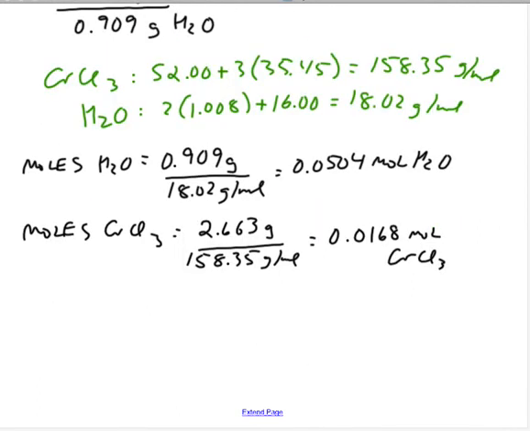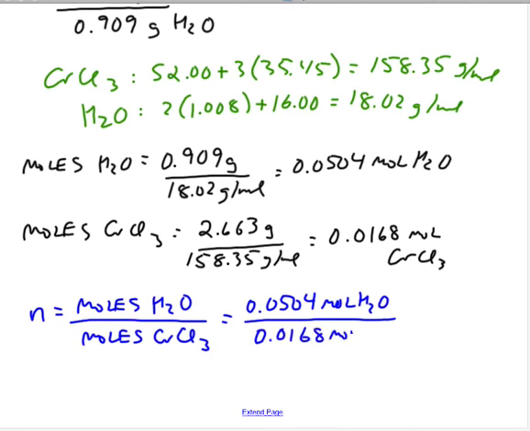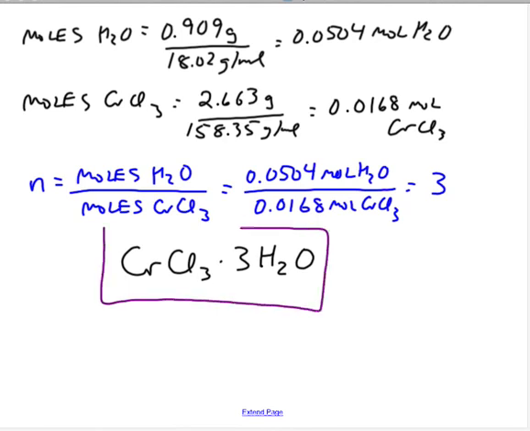As I said before, n is simply a mole ratio. It is the moles of water present in a crystal lattice per moles of chromium-3 chloride. So all I do is take the two results I just got and divide them. 0.0504 moles of water over 0.0168 moles of chromium-3 chloride, which is equal to exactly 3. If you don't get something really, really close to an integer at this step, you know you made a mistake. Go back and check your math. So that lets me conclude the problem by writing the full formula, chromium-3 chloride·3H2O, or trihydrate. And there is my final answer.